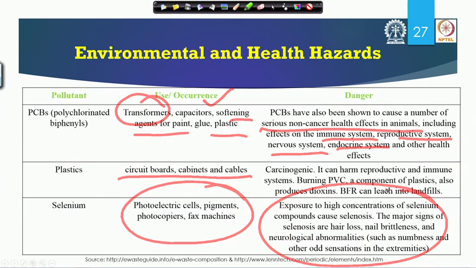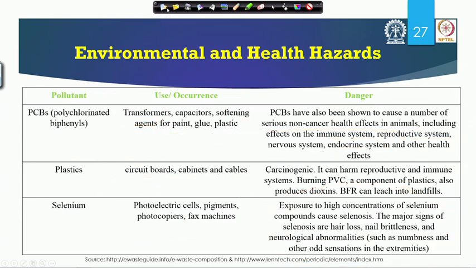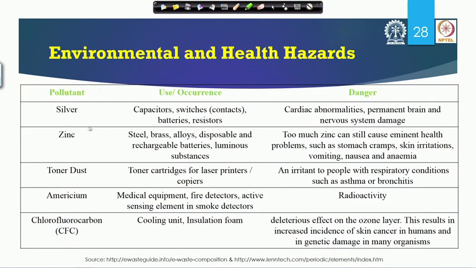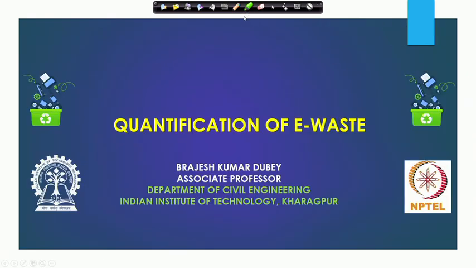So, these are in the list, and actually there are some more which we will look at. Then we have silver, zinc, toner dust, americium, and chlorofluorocarbon. They are used in capacitors, switches, brass, alloys, toner cartridges, medical equipment, and fire detectors. Chlorofluorocarbon is used in cooling units and insulation foam, and they have certain health impacts, which are listed over here.